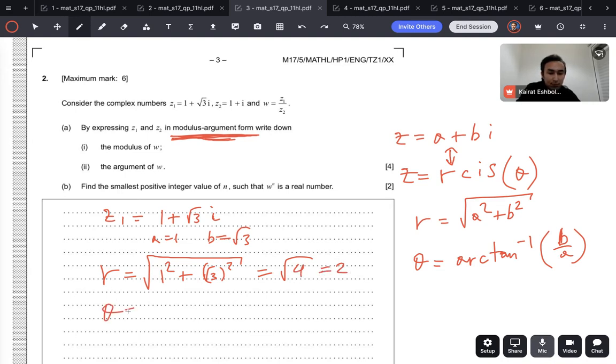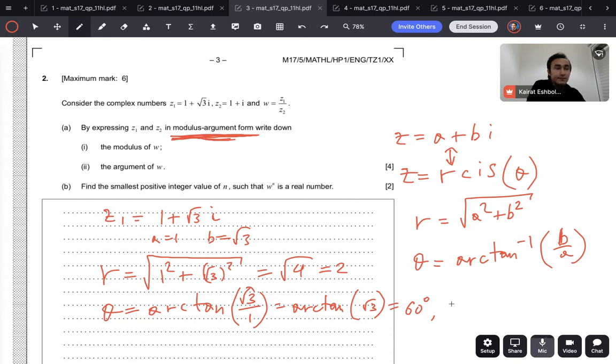And how about theta? Theta is equal to arctan of b over a, which is root 3 over 1, right? Root 3 over 1 is equal to arctan of root 3. Let me recall, arctan of root 3 is going to be equal to 60 degrees, right? So you might write it as 60 degrees, or you might write it in radian form, like pi over 3 radians, okay?